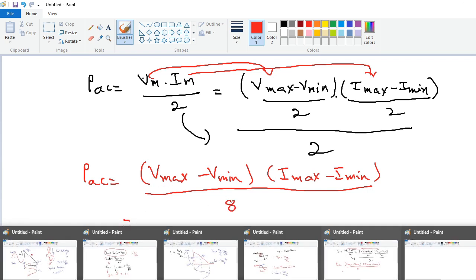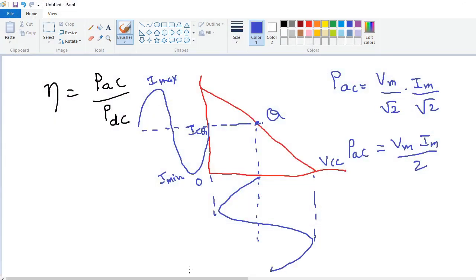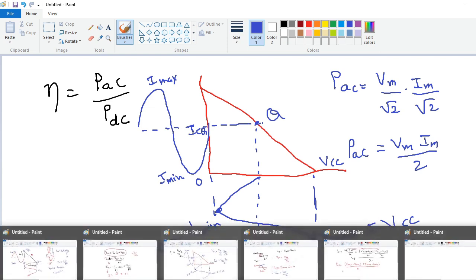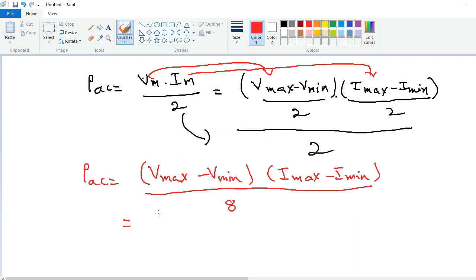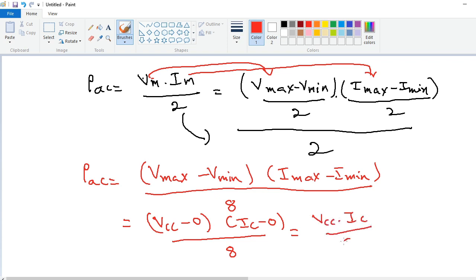What is the V maximum? Just observe this graphical representation. This is the V maximum. This is the V minimum. So V maximum is VCC. V minimum is equal to 0. So substitute these values. V maximum is equal to VCC and V minimum is equal to 0. I maximum is equal to IC. I minimum is equal to 0, divided by 8. So that is equal to VCC into IC divided by 8.